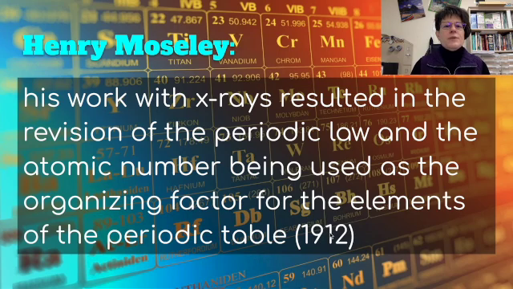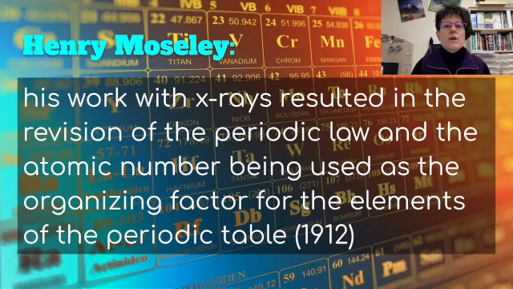Then finally, Henry Moseley, his work with X-rays resulted in the revision of the periodic table and the atomic number being used as the organizing factor for the elements of the periodic table in 1912. So this is really more where our modern periodic table comes from. The one that we are most familiar with was Moseley and his work with atomic numbers.